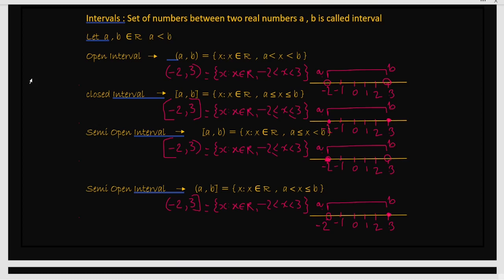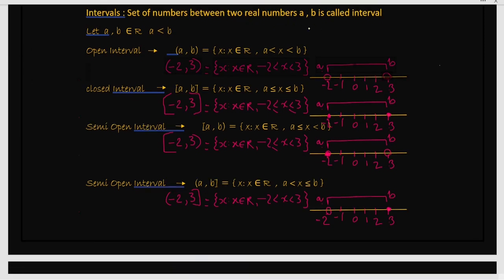Now we'll see a small example. The set of numbers between two real numbers A and B is called an interval. We write it like this: A, B belong to the real numbers, with A less than B, because A is to the left of B on the number line. So from here to here, we are writing the interval.